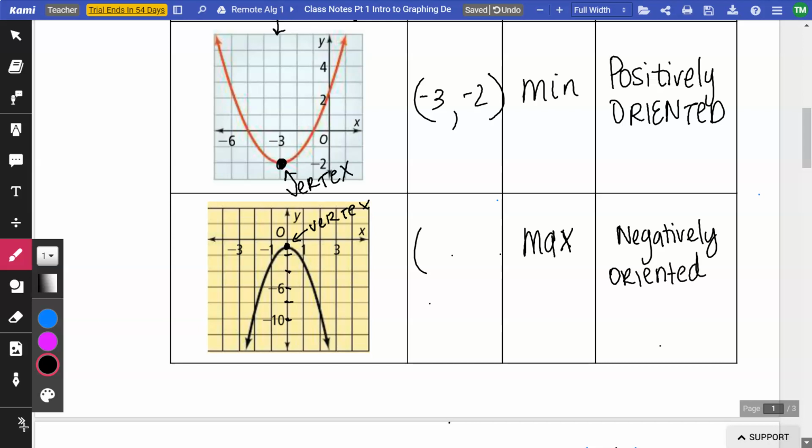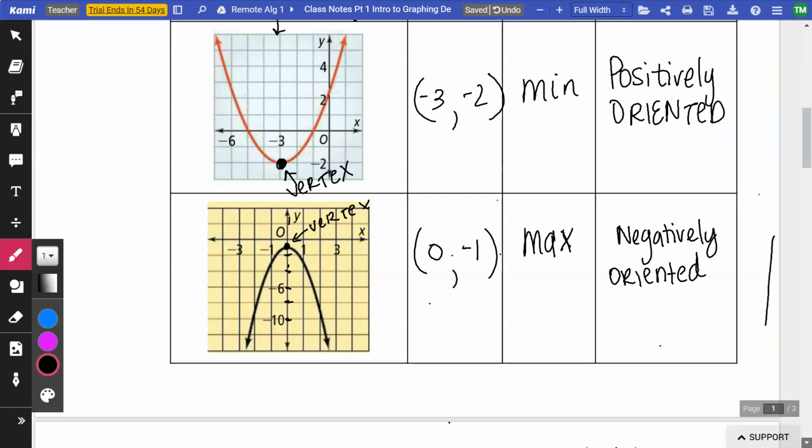And then for the x and y value of that point, the x value is 0 because it's on the y-axis, and all the x values on the y-axis are always 0. For the y value then, it looks like they're counting by 2s, like if this would be -2, -4, -6, -8, -10. So this point looks like it's halfway between 0 and -2, so it must be -1. So the vertex is at the point 0, -1. It's a maximum, and it's negatively oriented.